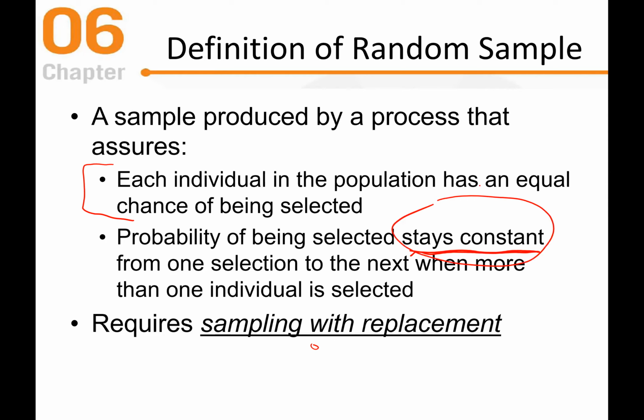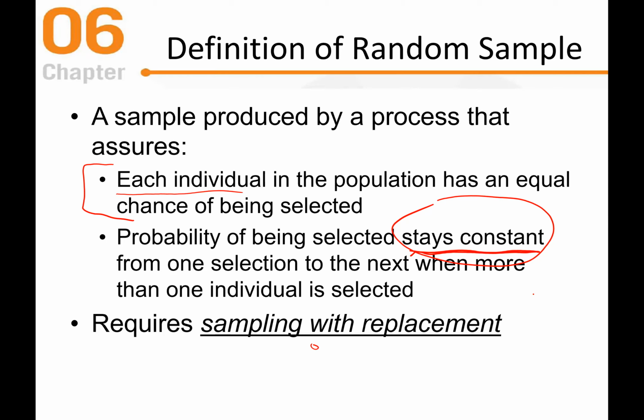It's going to remain constant, which satisfies this definition of a random sample. It also satisfies the idea that each individual in the population has an equal chance of being selected. All right. So a simple example of this.